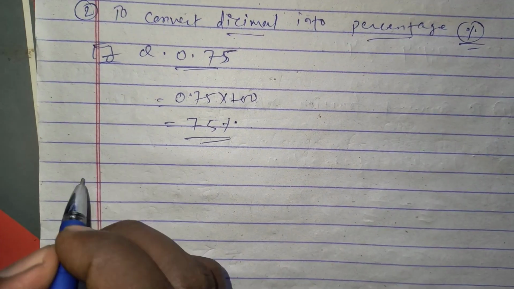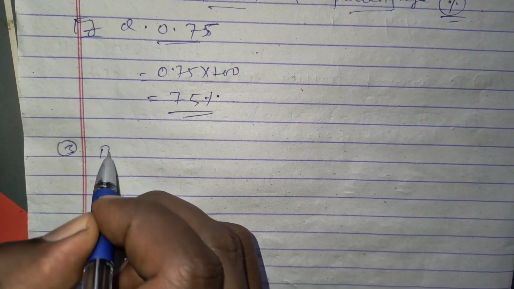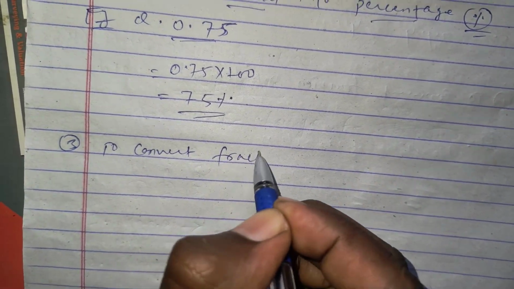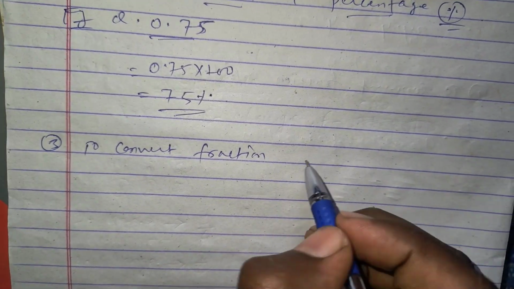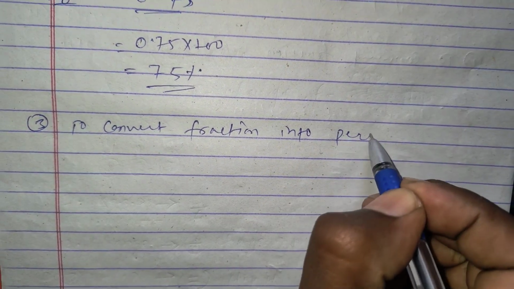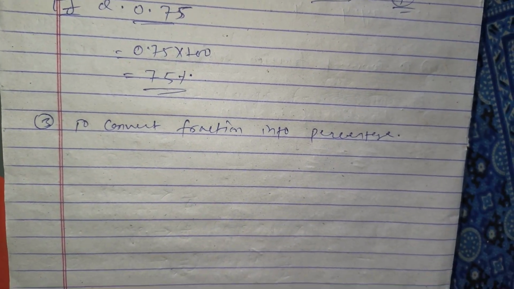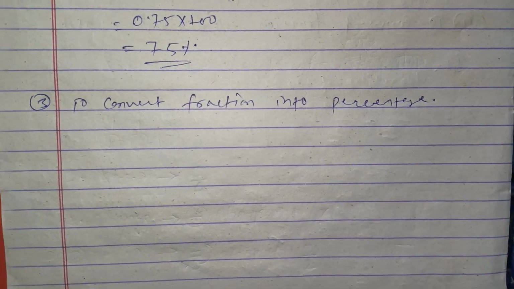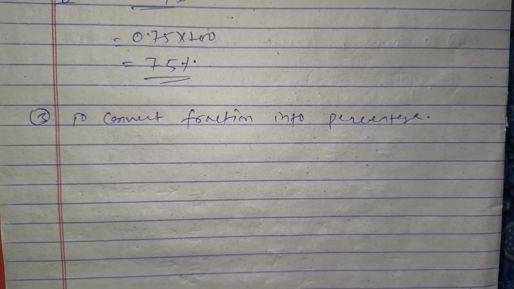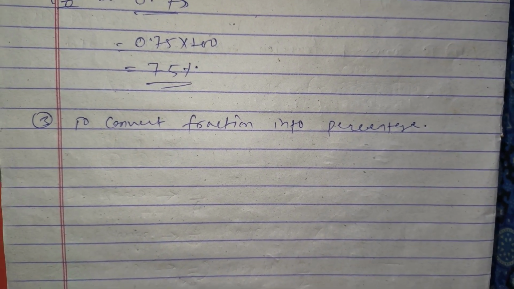Now the third one is to convert fraction into percentage, right? So how to convert a given fraction question into percentage? Just multiply the fraction by 100.